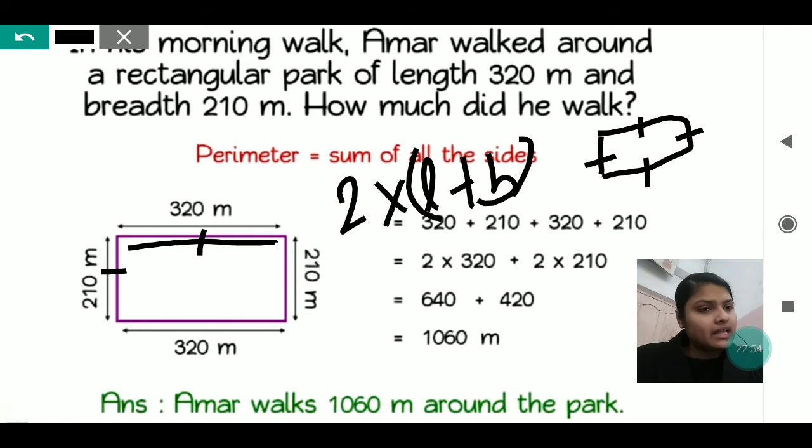You can add, or else you can do this one. When we add, 320 into 2 gives 640, and 210 into 2 gives 420. We multiply by 2 because the opposite sides are equal. Then we get 640 plus 420. When we add this, we get 1060 meter. So what is the total? The total is 1060 meter.